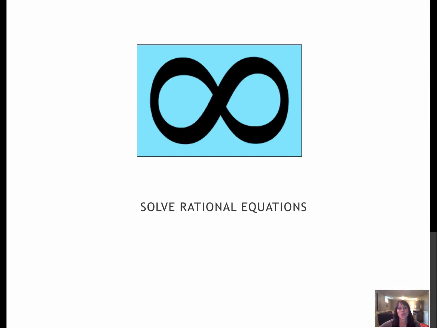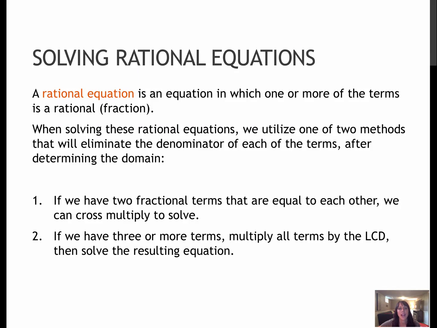In this lesson, we will solve rational equations. And as a reminder, a rational equation is just an equation that contains rationals, which are of course just fractions. Typically in a rational equation, part of that fraction in the denominator will be a variable of some sort or an expression of some sort that contains a variable.